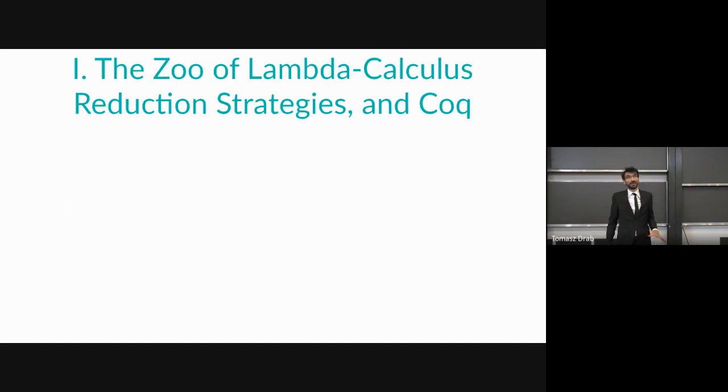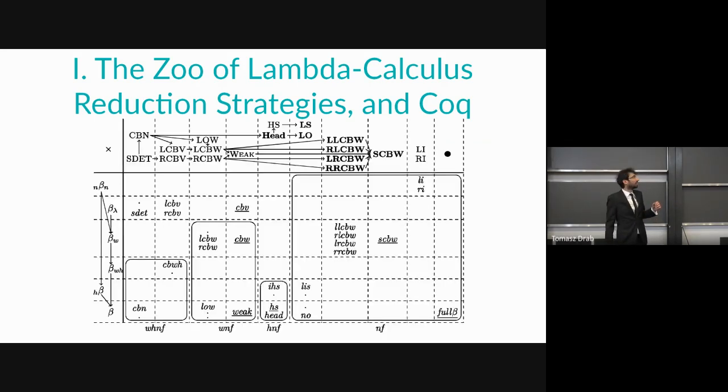Okay, so the first technical chapter is the zoo of Lambda Calculus reduction strategies that has been mechanized and verified in Coq system, in Coq proof assistant. And this is the picture that summarizes the most important, in a sense, properties of these strategies you are most interested in.